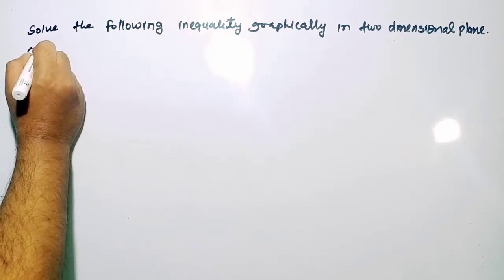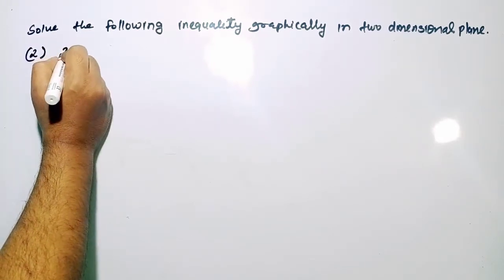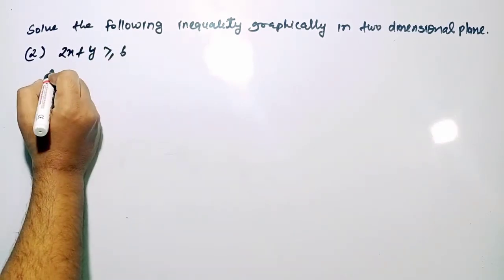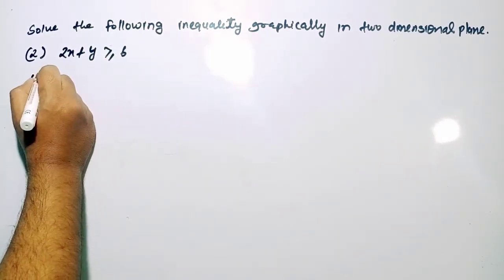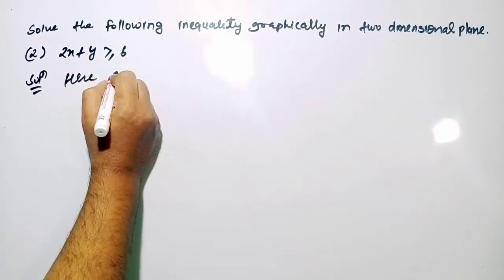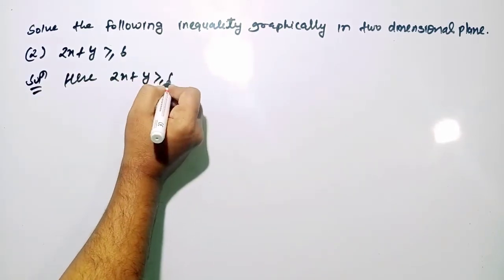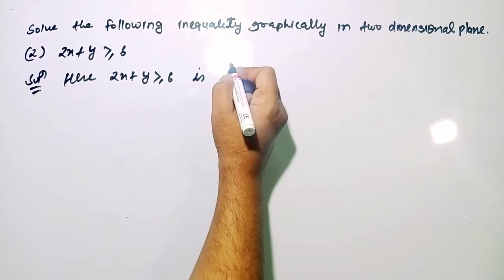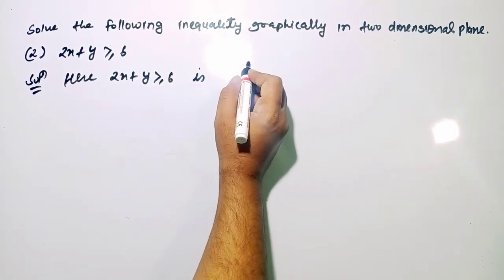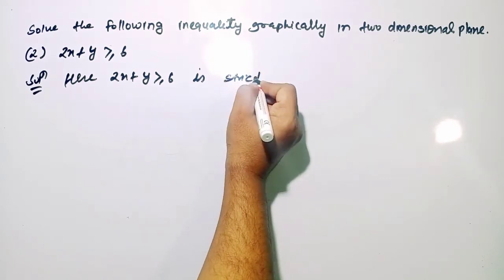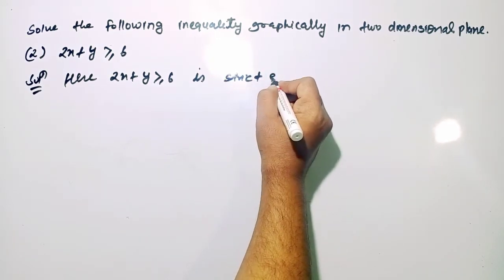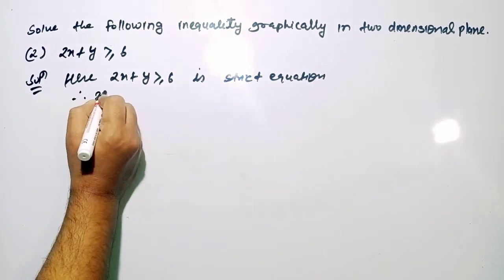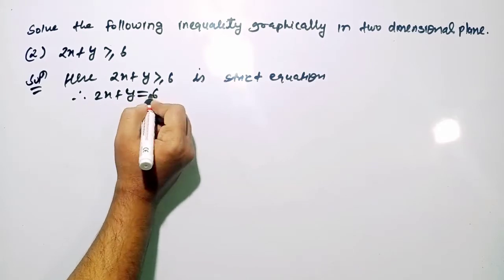The question is 2x plus y greater than or equal to 6, right? So here 2x plus y greater than or equal to 6 is an inequality, so we will change the sign of inequality to equality. So we will write 2x plus y is equal to 6.